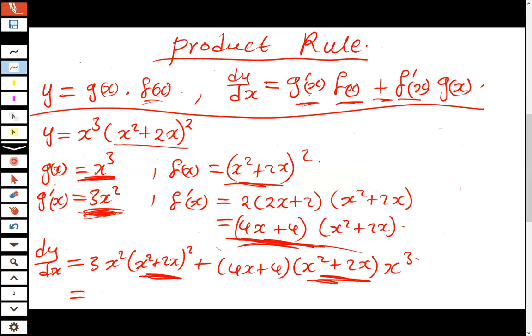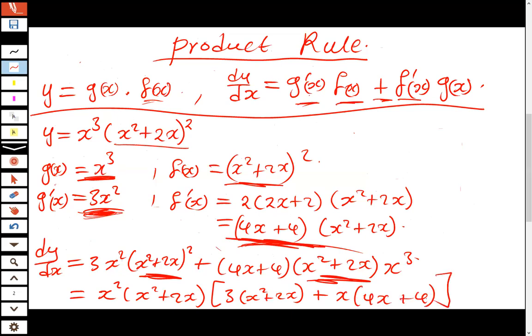So when you factorize there, we're going to have, I think, x squared is common. So you can have x squared times x squared plus 2x, and then open brackets. In brackets, we're going to have 3x squared plus 2x. Then you get plus x times, here you get 4x plus 4.